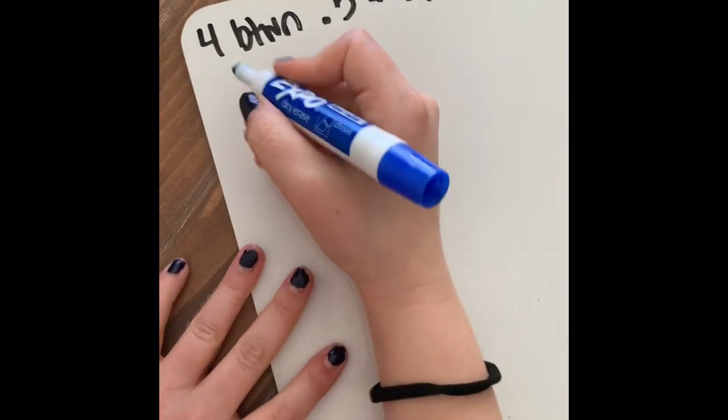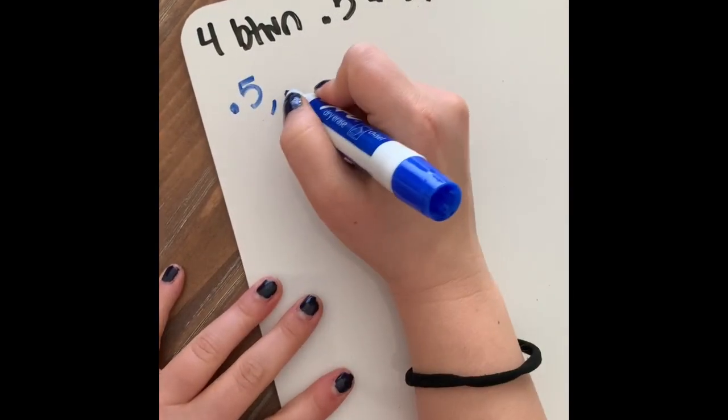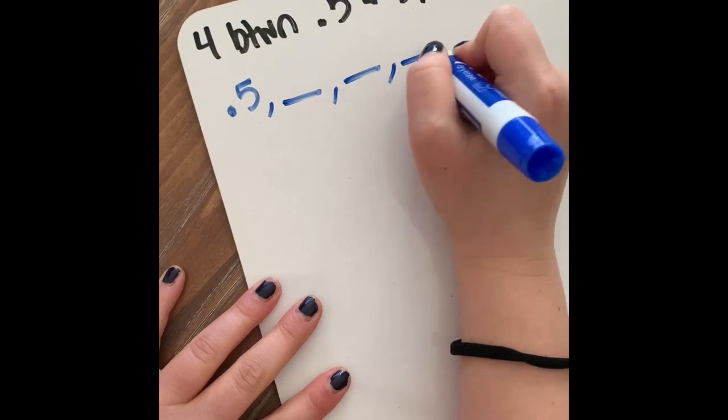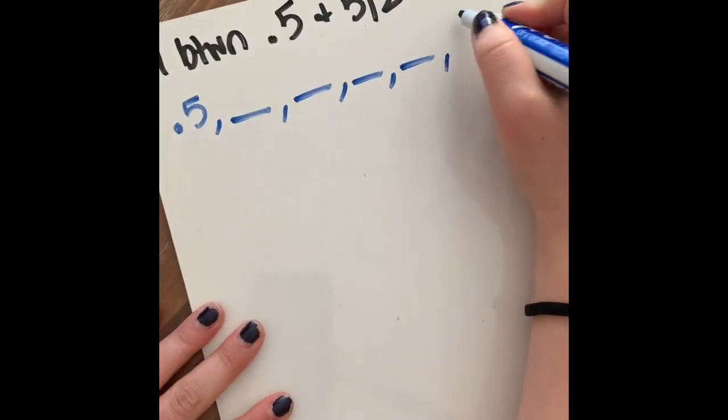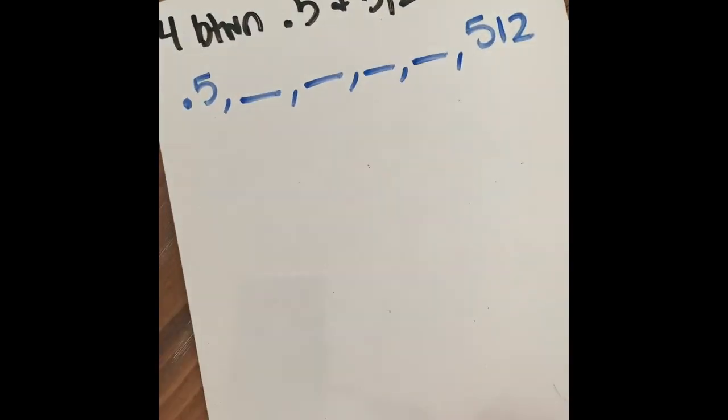Okay, so for this one, once again, you should set up your sequence visually. Once again, you don't really have to, but for me, it's helpful. I'm a very visual person, as you guys know already. So I like to see it out. So I'm going to write my list of numbers. We start off with 0.5 and we've got 4 in between. So 1, 2, 3, 4, and then 512 is my ending number that we know.